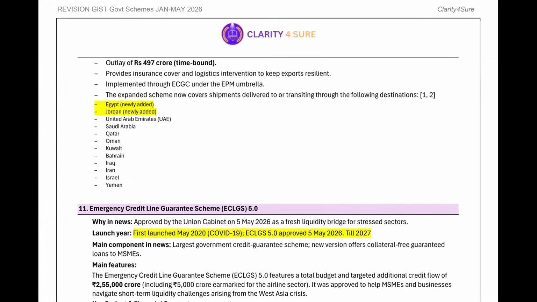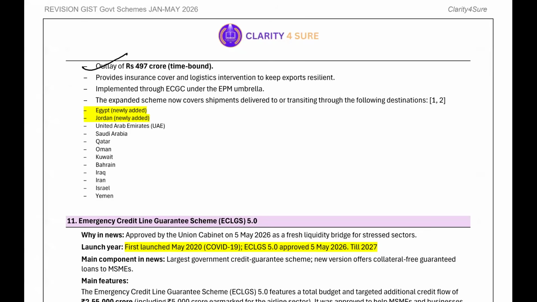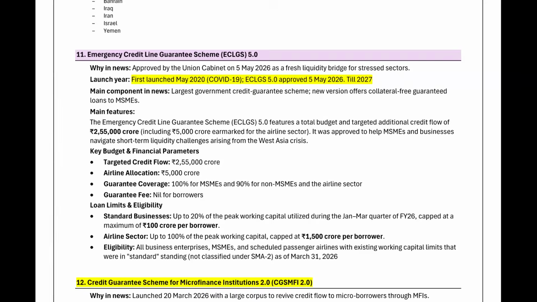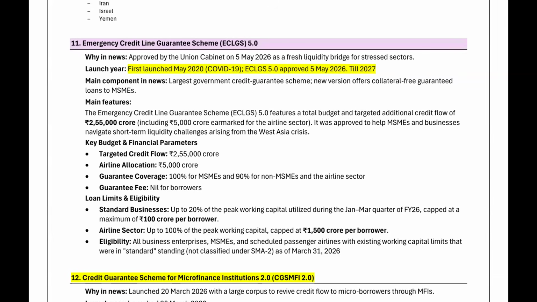This is an important point, note it down. Outlay of rupees 497 crore, time bound. The expanded scheme now covers shipment, delivery or transit through the following destinations. Remember these two, they are newly added. The question can be asked in the relief scheme: which 2 countries have been newly added? That is Egypt and Jordan. Please note it down, Egypt and Jordan. Is it clear? So this scheme is clear to everyone? Please tell me. Nothing is more important for your RBI Grade B preparation. Is it clear till here? The 10th scheme is clear till here.